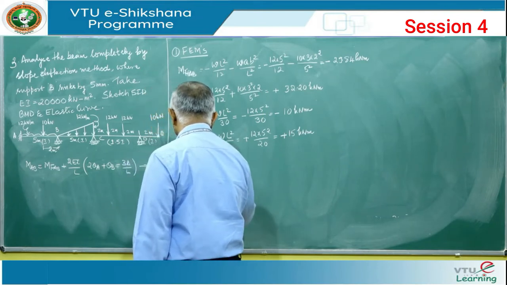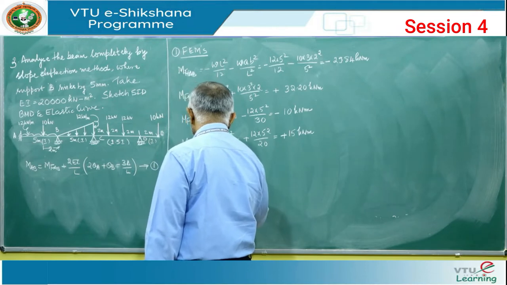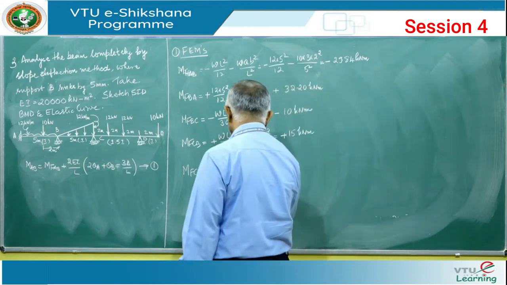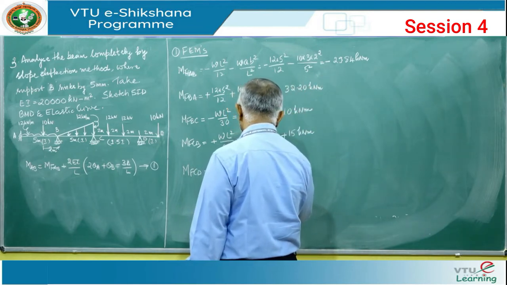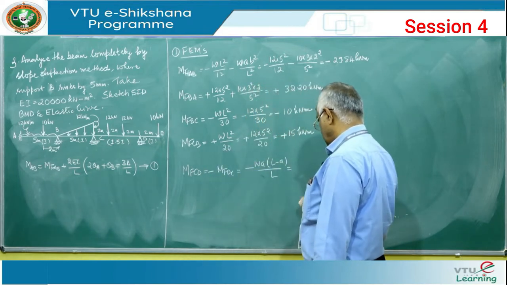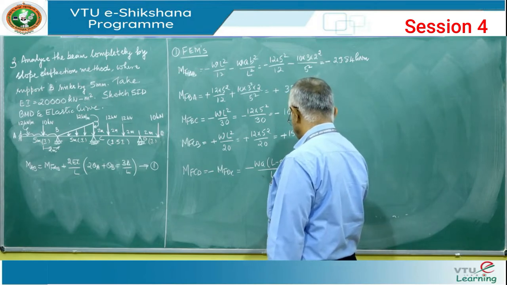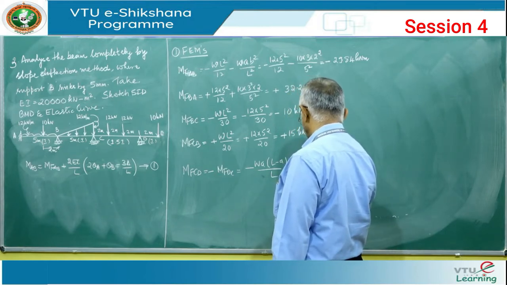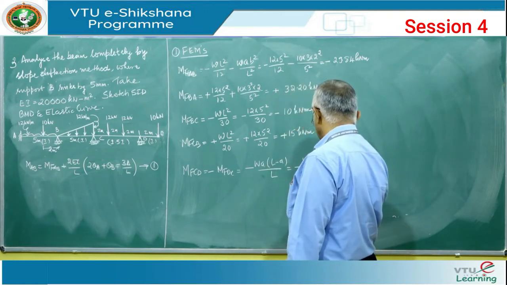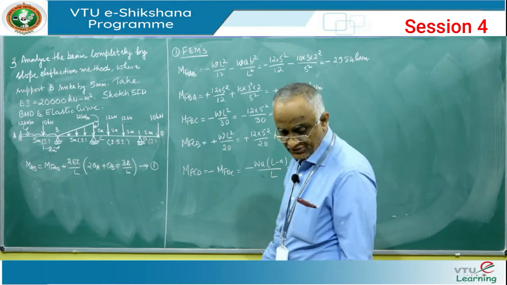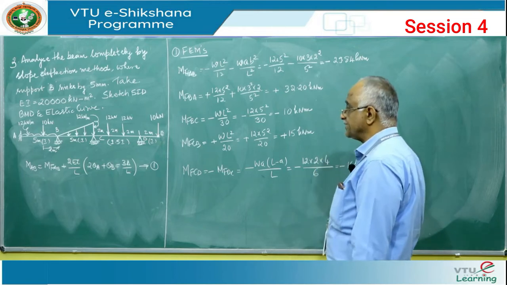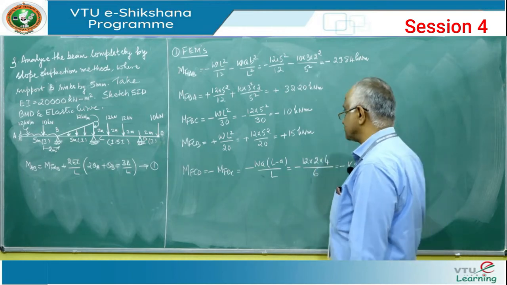And the next span, MFCD will be equal to minus MFDC because it is symmetrically placed, plus and minus, that is equal to minus WA into L minus A by L. Minus W is 12, A is 2, L minus A is 4, 12 into 2 into 4, divided by span 6, it is equal to minus 16. That means MFCD is minus 16 and MFDC is plus 16.